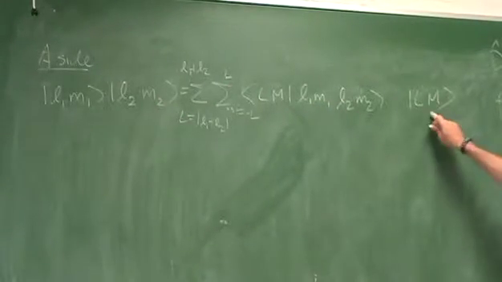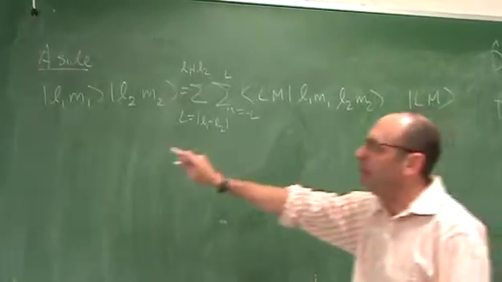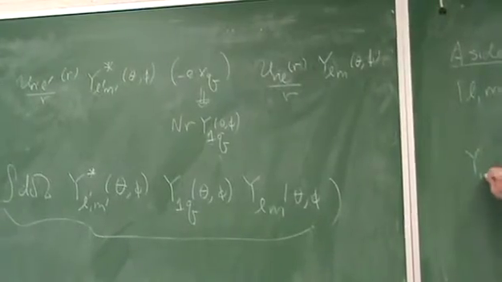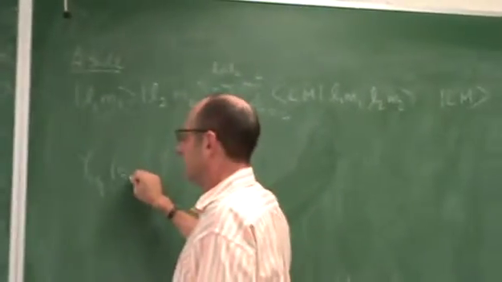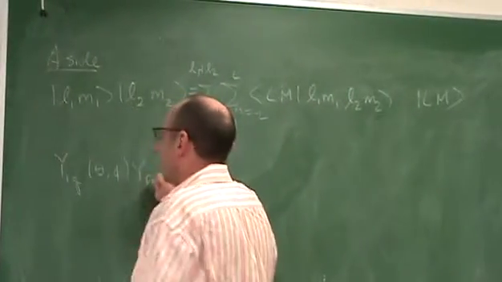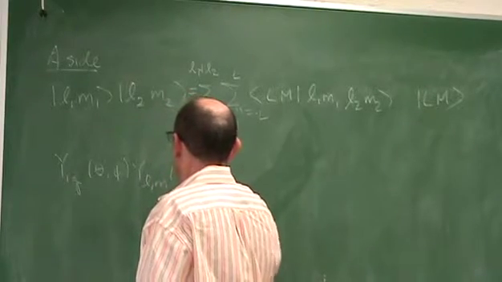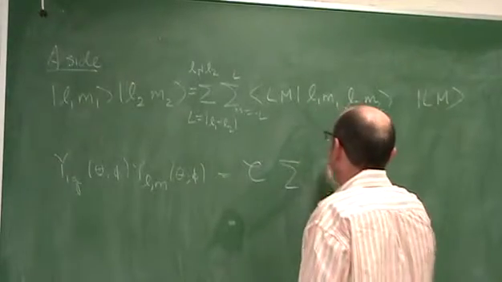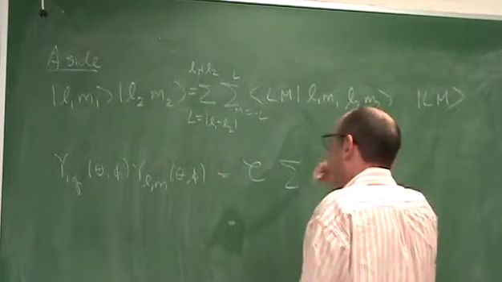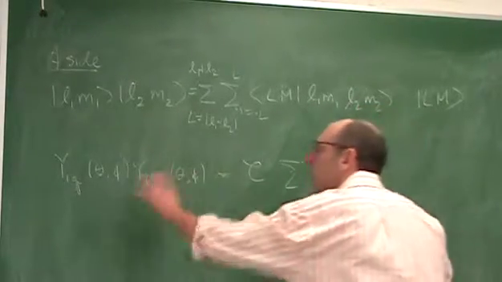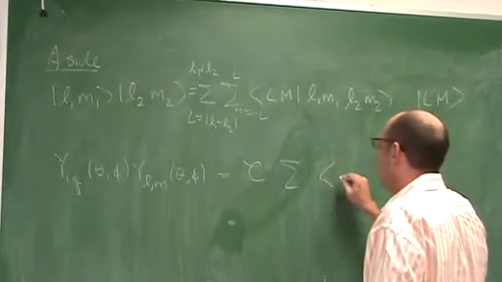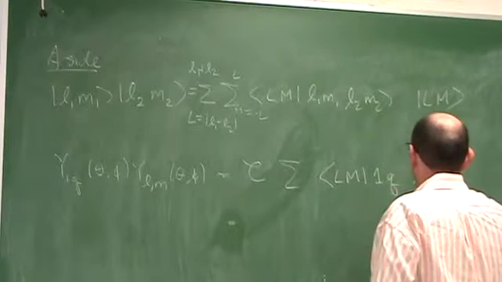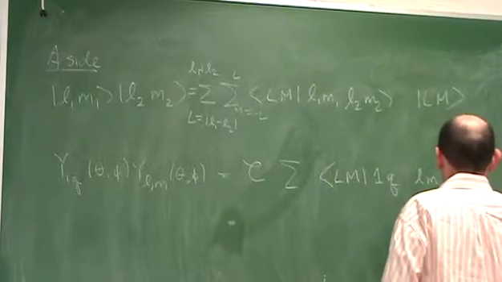So this is the total angular momentum. If I multiply two spherical harmonics together, there's some constant out front, but that constant doesn't depend on q or M, and then there is a Clebsch-Gordan coefficient, <L M | L1 q, L2 L>.